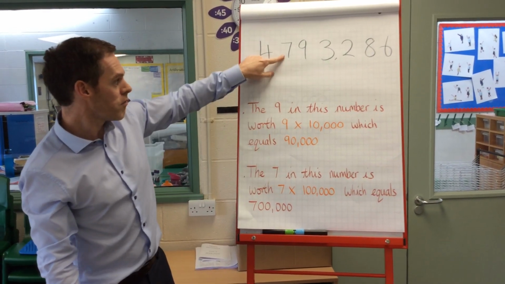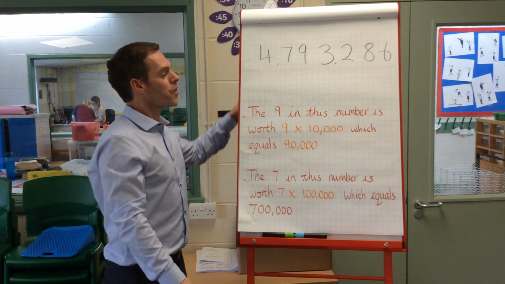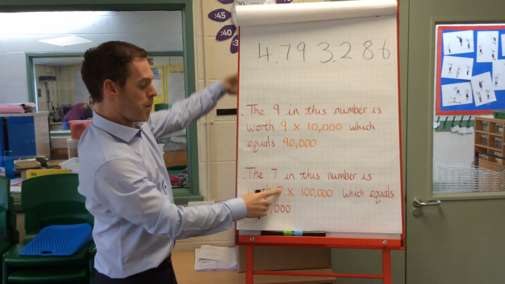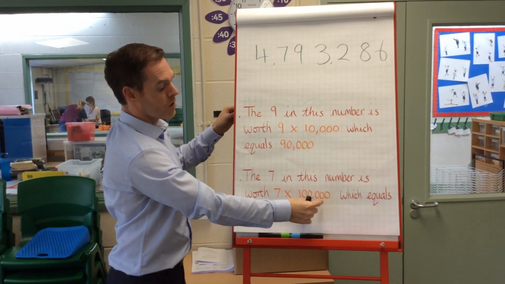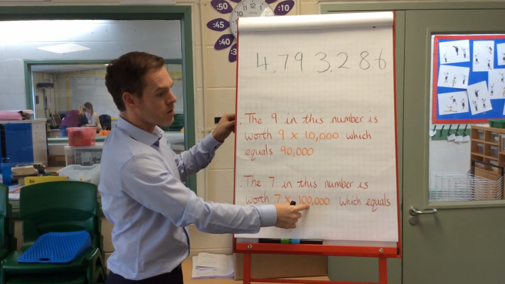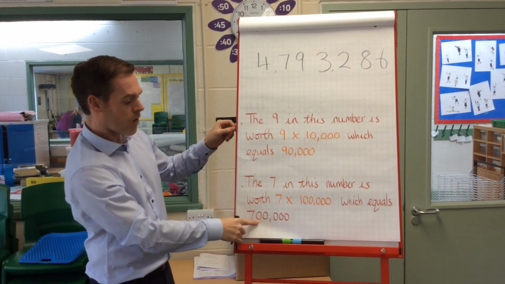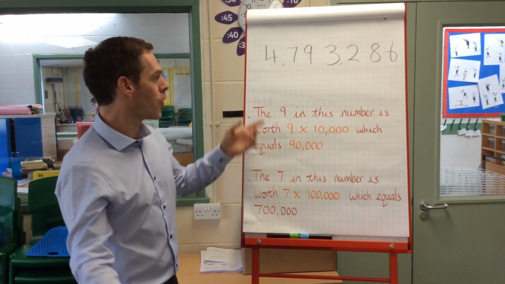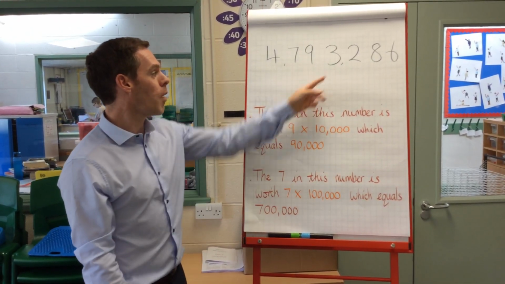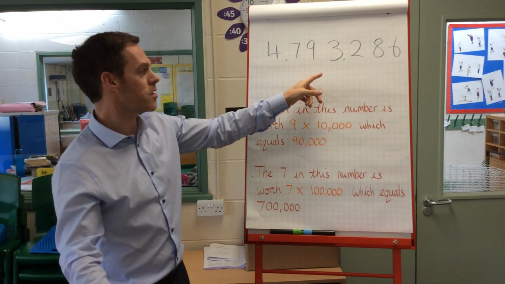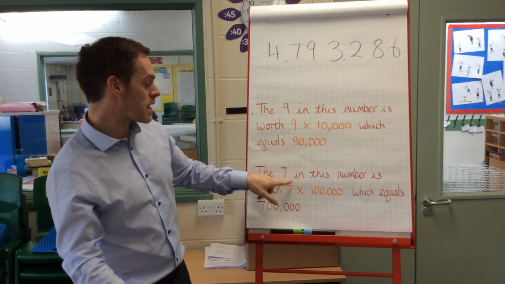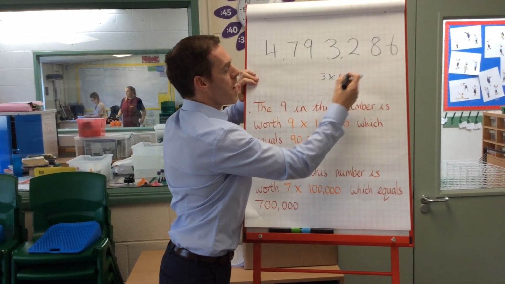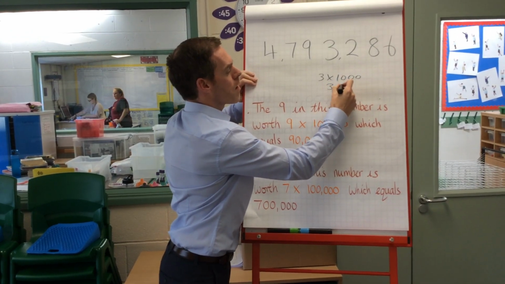The 7 in this number is worth 700,000. And so that would be 7 times 100,000, because I've got 7 of those 100,000s. And that obviously is written like 700,000. You can have fun with that and talk to your family about any of those digits. So you could say the 3 in this number is worth 3 thousands. And that looks like 3 times 1,000. Let's write that here. And then that as a number is 3,000.